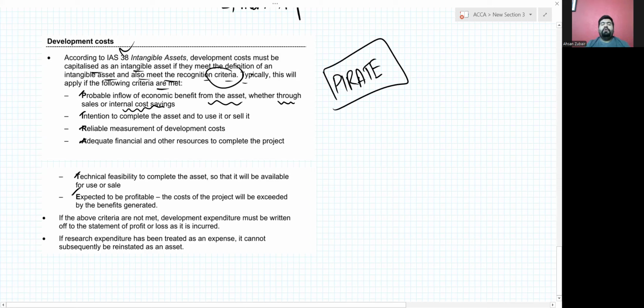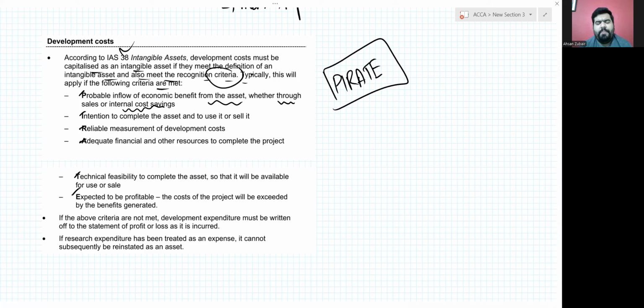So if the first criterion is met, then we'll go towards the second. Probable inflow of economic benefit from the asset is simply the basic definition of an asset, because an asset is something that has future economic benefit, future economic inflow. That is basically the basic definition of an asset. It's written again here.